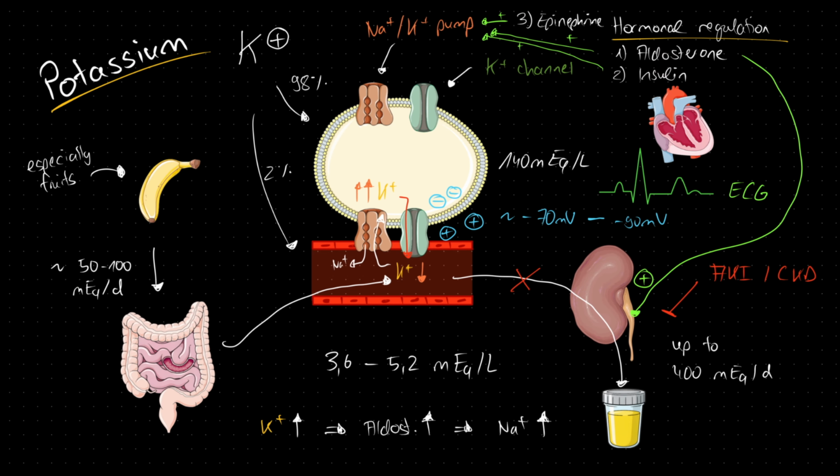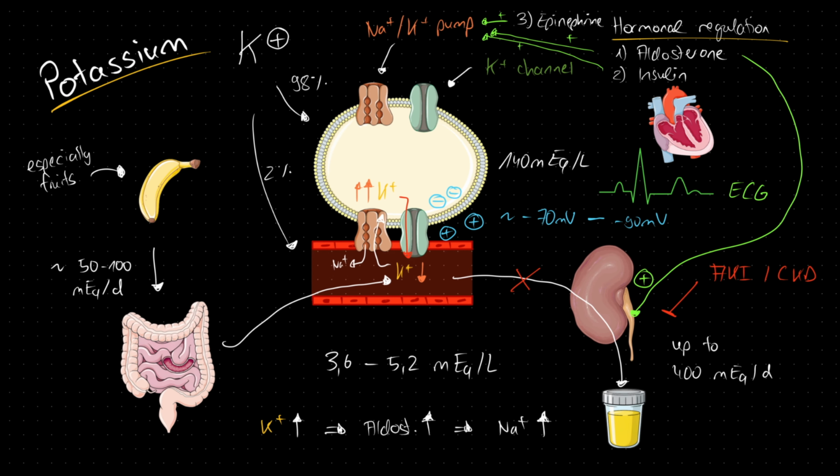Insulin is secreted after the intake of food, moving potassium into the cells, making room for new potassium from the gut to enter the bloodstream. But why? Because a constant concentration in the blood is essential for the function of the heart. Epinephrine is active during physical stress or exercise by moving potassium into the cells.